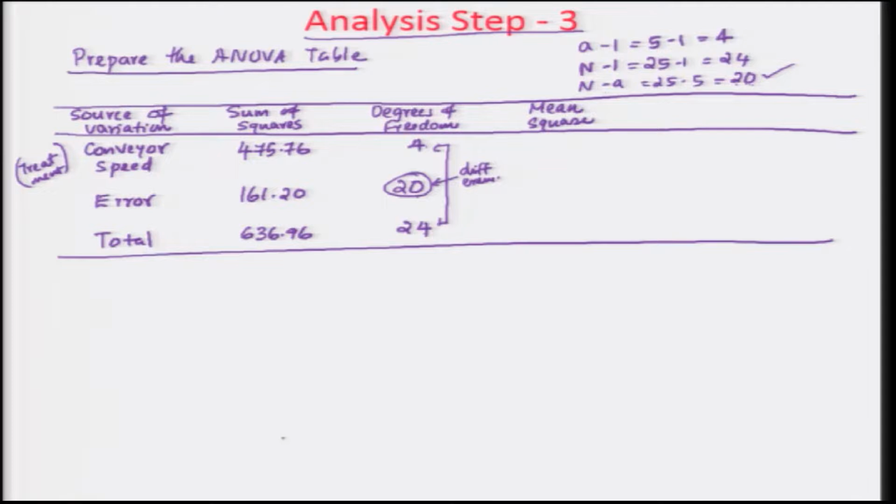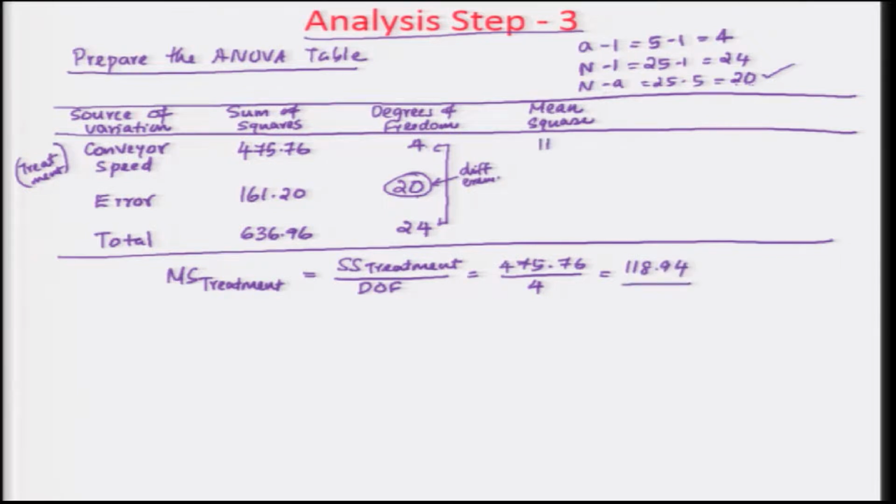So, the mean square treatment is given by the sum of squares of treatment divided by degrees of freedom, which is equal to 475.76 divided by 4. When you do that, you get a value of 118.94. So, the value 118.94 goes here.